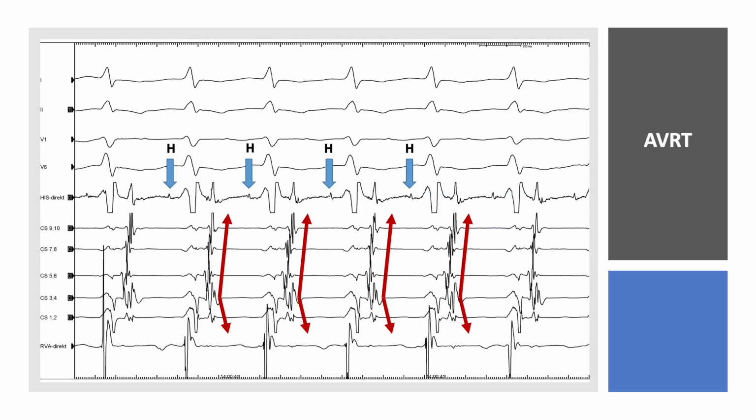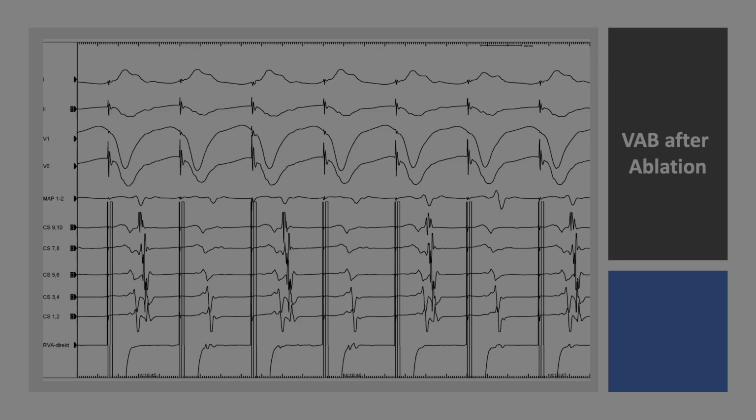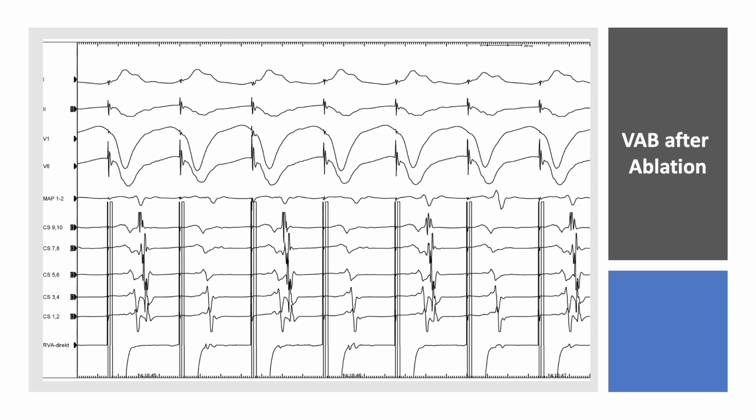The HV interval is shorter, of course, but we still see the same breakout pattern in the coronary sinus. After the diagnosis, the accessory pathway was successfully ablated, and here we see ventricular stimulation with the same cycle length as the clinical tachycardia, showing 2-to-1 conduction over the AV node, and we have no conduction over the accessory pathway.